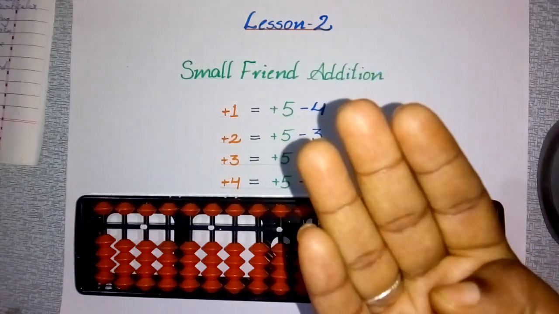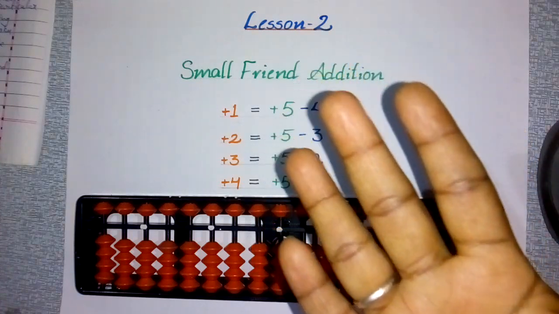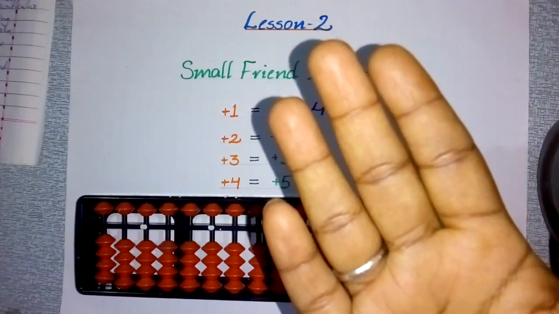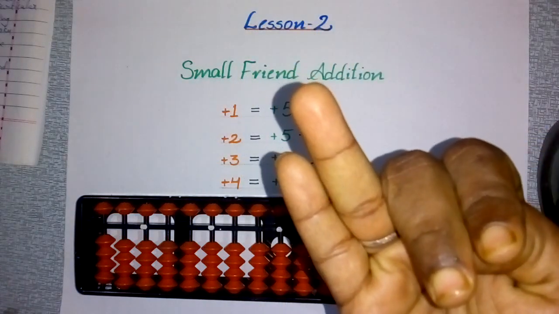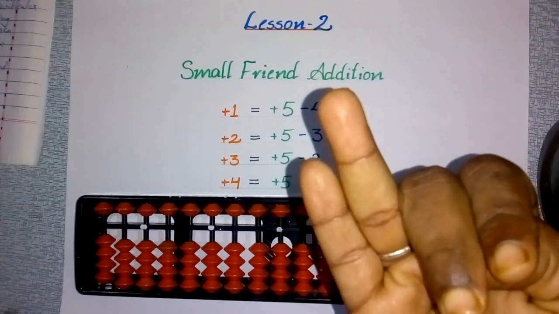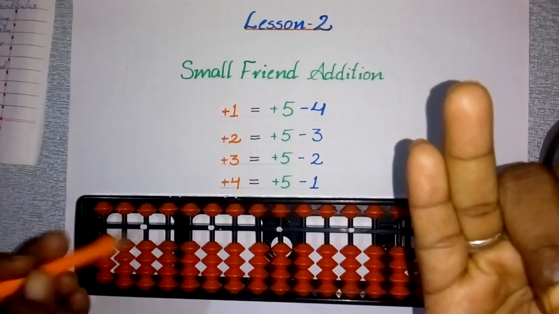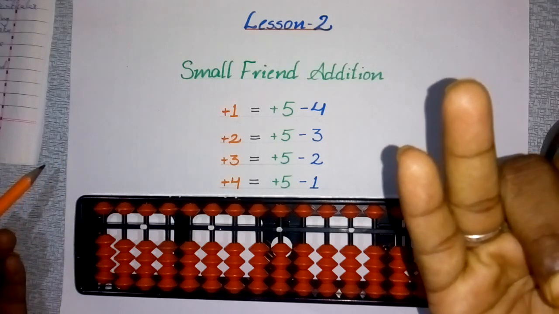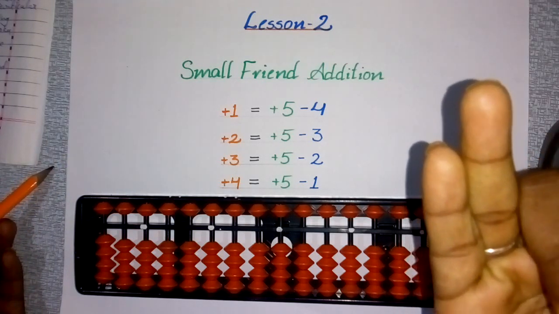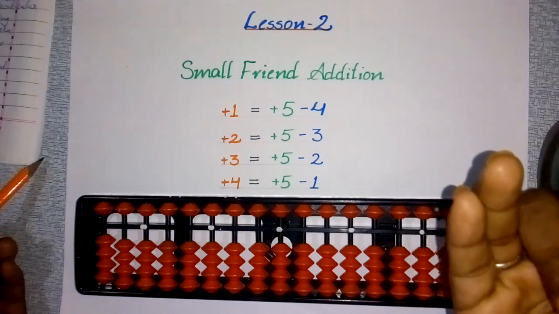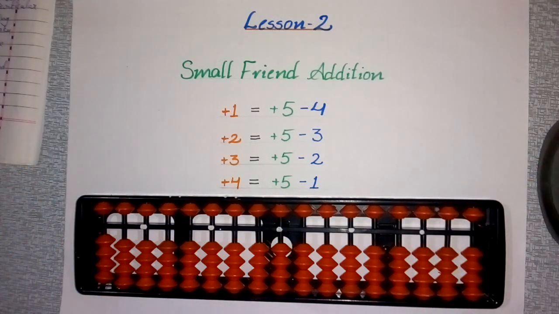Okay. Let us check with another example. What is the small friend of 3? That means close 3 fingers. 1, 2 and 3. How many remaining fingers are there? 1 and 2. Then what is the small friend of plus 3? Here how many are there? We have 1, 2. Then the small friend of plus 3 means minus 2. Okay. In this way you have to revise.